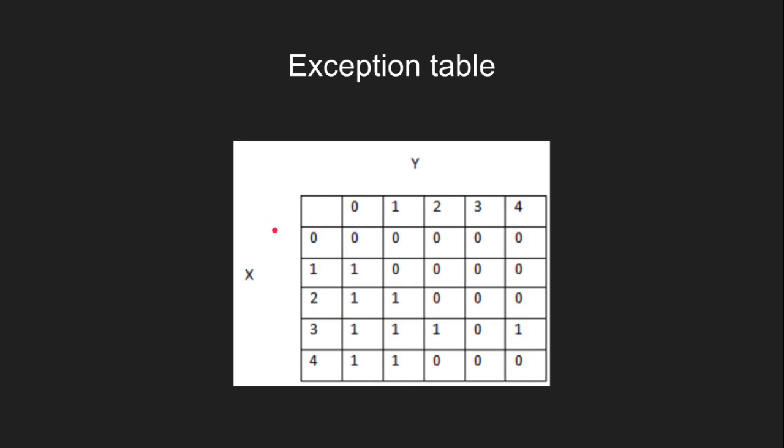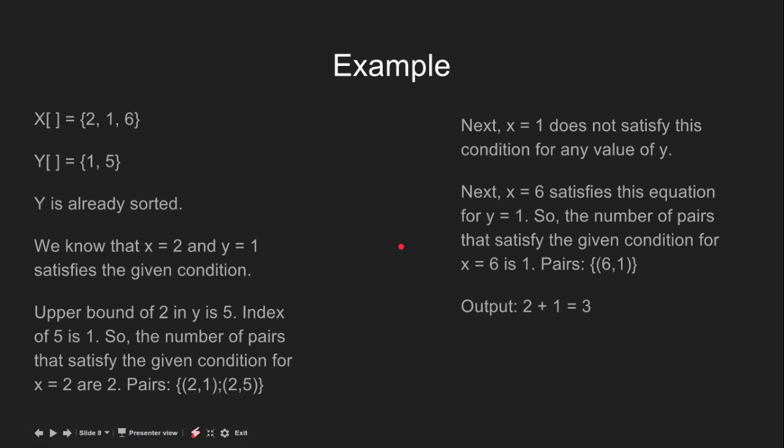This table shows all the exceptions. We can see that at x equal to 0 and any value of y, the relation is not applicable. So we have 0 in these slots. 1 represents that the relation is valid and 0 represents that the relation is not valid. At x equal to 1 and y equal to 0, the relation is applicable. So we have 1 in that slot. And so on. This table shows the result for all the values of x and y where the general algorithm is not applicable. Let's implement our algorithm on this example.